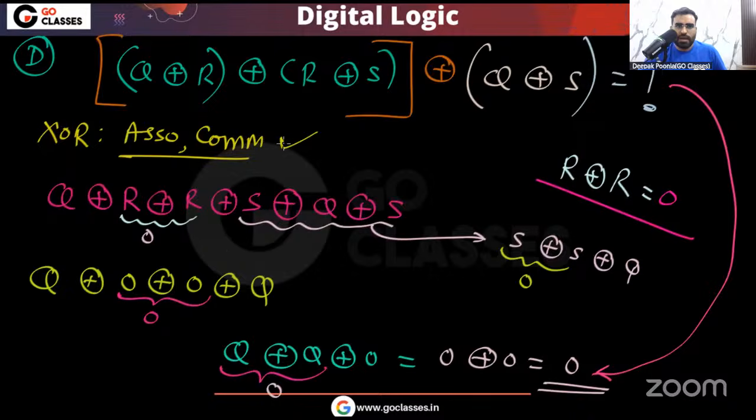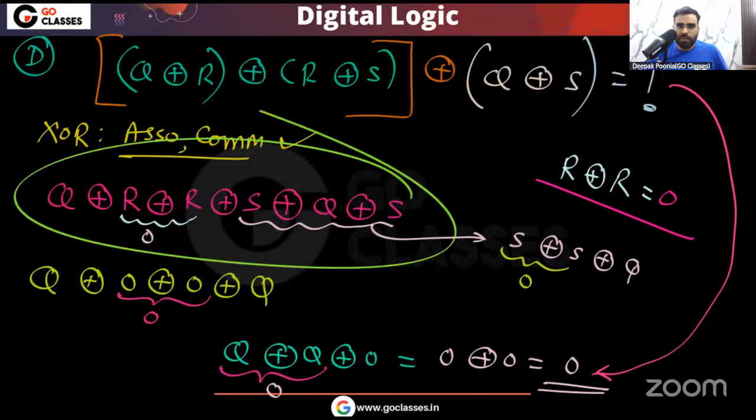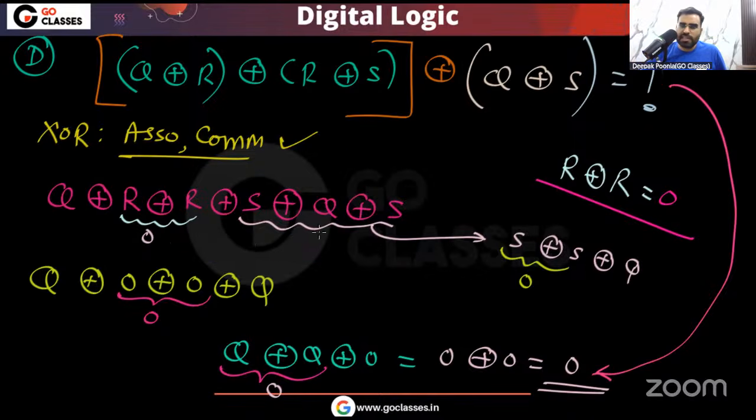You can see, I know that XOR is associative and commutative. So because of associative property, I'm removing all the parentheses. I can remove all the parentheses and I can put parentheses anywhere. This is the benefit of associative property. I told you in the GO Classes group theory lecture in discrete mathematics that because of associative property, you can remove the parentheses and put them anywhere.